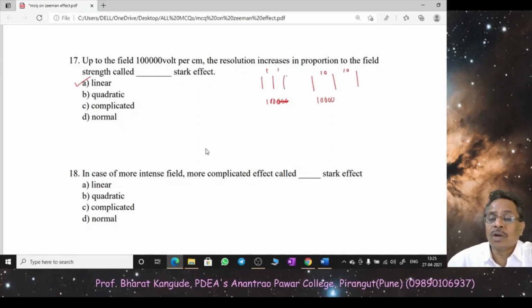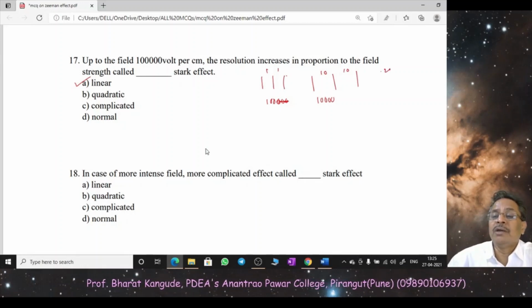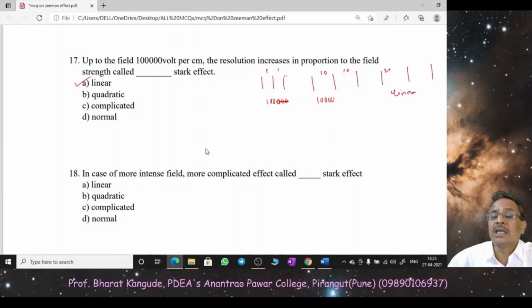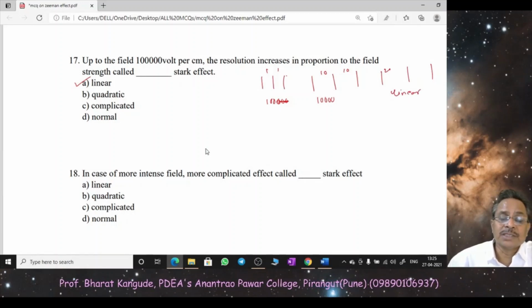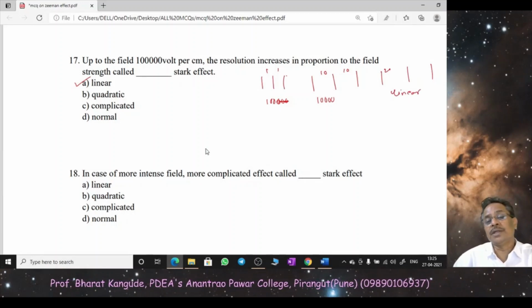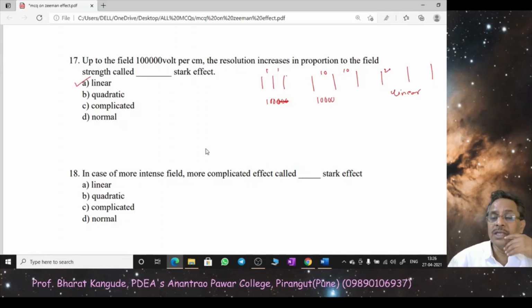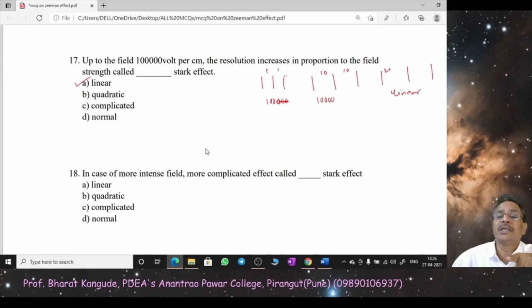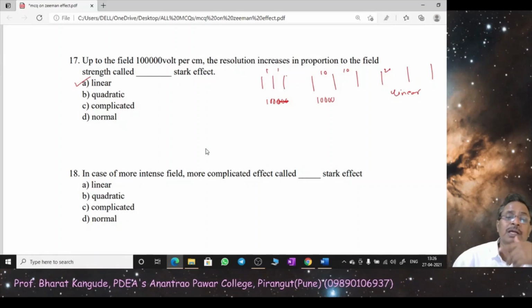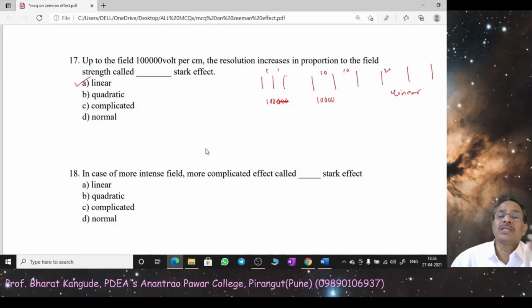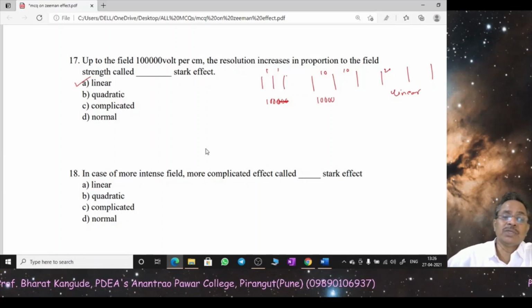Then if I go for 20,000, this will be 20 times the separation of the initial one. This is called the linear Stark effect. Whereas if this voltage is increased more than that, there is no possibility that the splitting of the spectral line will be linear. It may be non-linear, and that type of effect is called the quadratic. That is the next question we are going to discuss here.